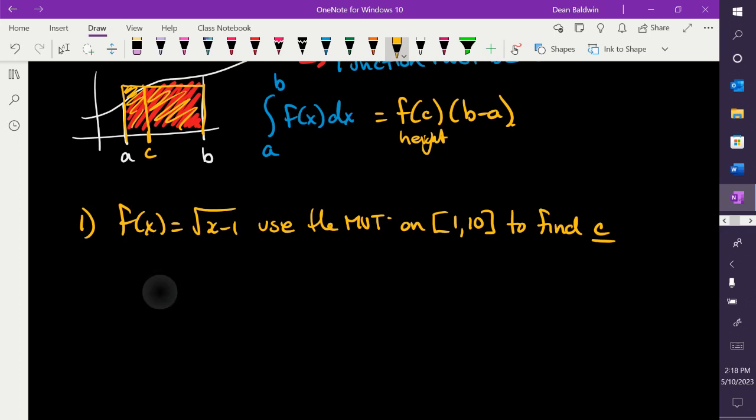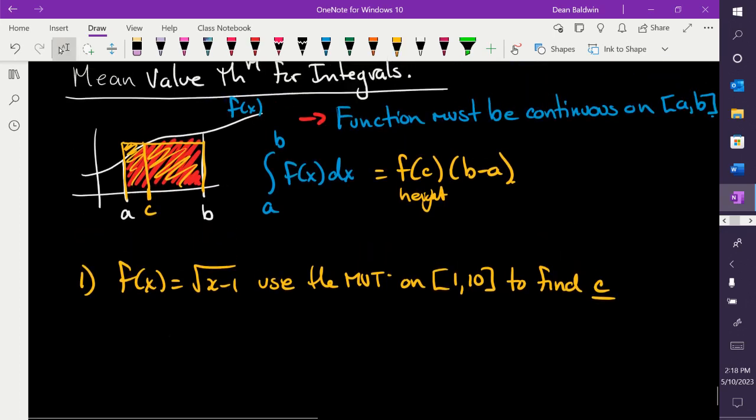Okay. So what's the first thing we ask ourselves, given your function? What does the function have to be? It has to be continuous. Is this function continuous on the interval 1 to 10? Yes, it is, right? Because it's a square root function. It only doesn't exist if your x values are less than 1. Okay, so we're fine. So it's continuous.